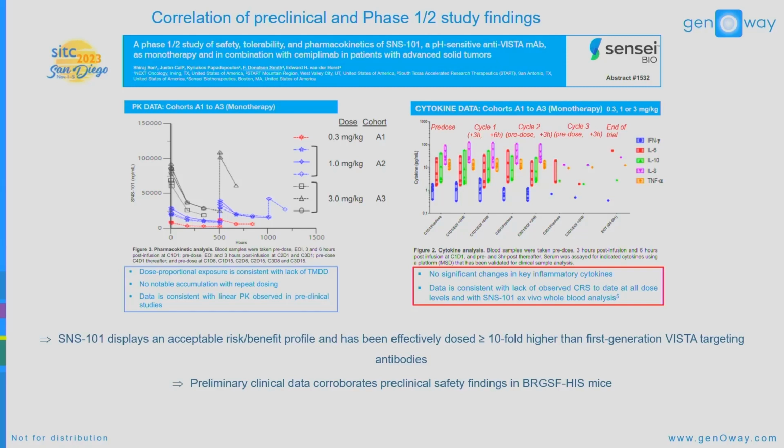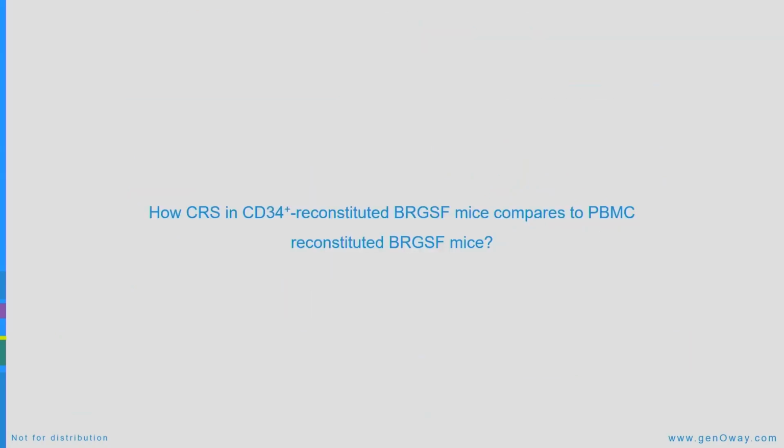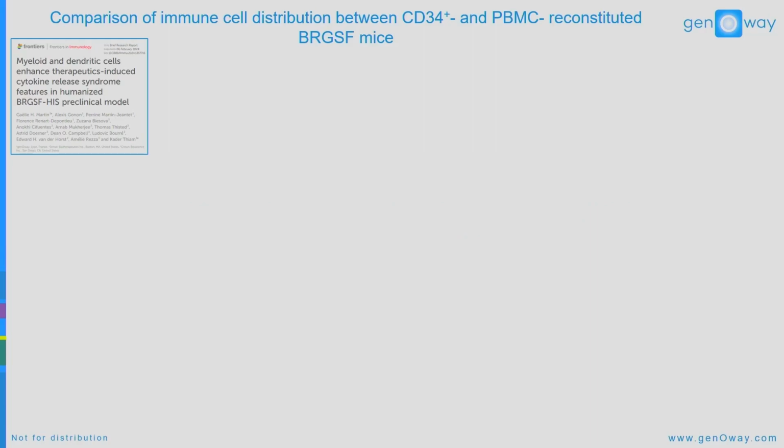Just to conclude now, how does this type of CRS study compare to what is done in PBMC reconstituted models? As you know, many people use PBMC reconstitution to study the safety of antibodies. We decided to compare the two systems. So we took BRGSF HIS mice, which were reconstituted with cord blood cells, and we took mice reconstituted with human PBMCs.